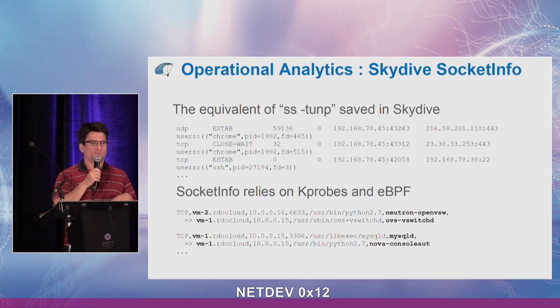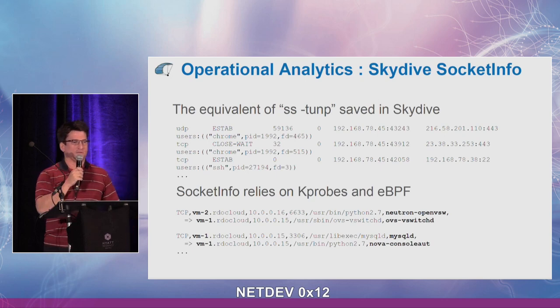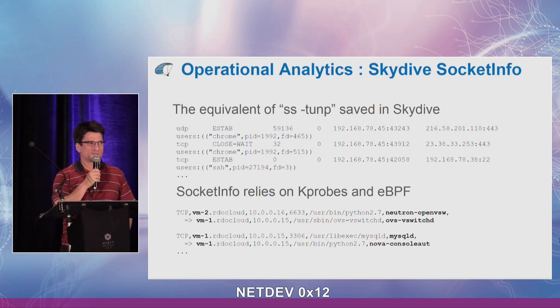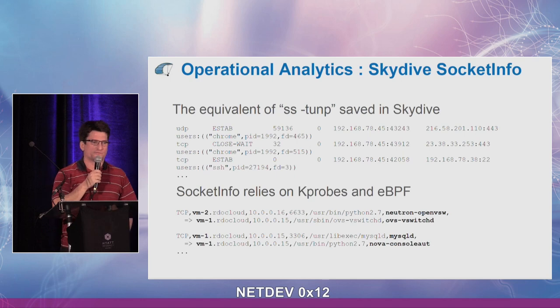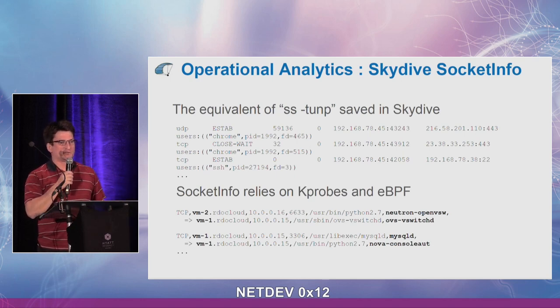For example, if we implement that with eBPF and a kprobe, at the end I'll show you just the CSV that we generate with the tool that we named Flow Matrix, based on the Skydive API. It's a simple script that gets the socket information on all your graph. You can see that VM2 communicates with VM1, and through Python Neutron, Open vSwitch client discusses with the Open vSwitch servers, and Nova console with MySQLD.